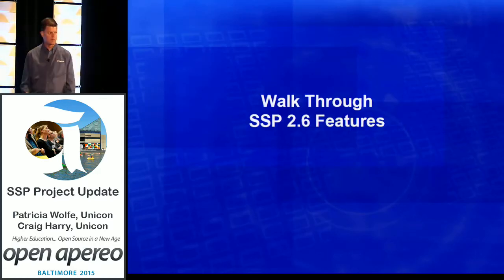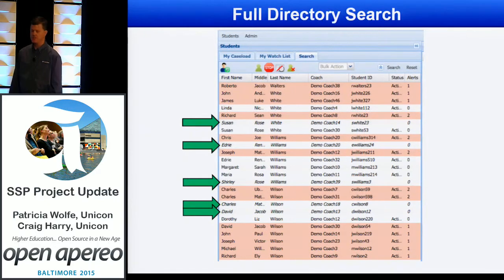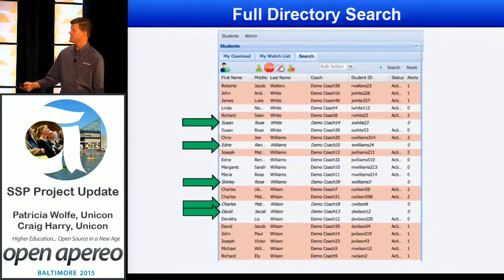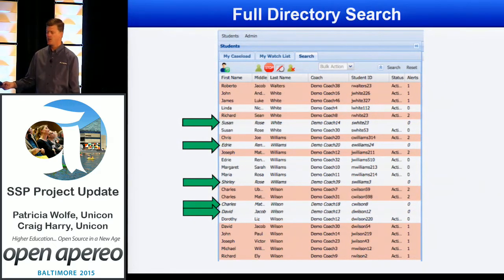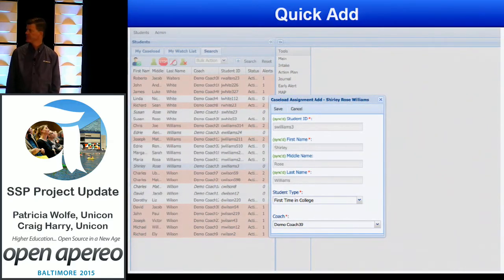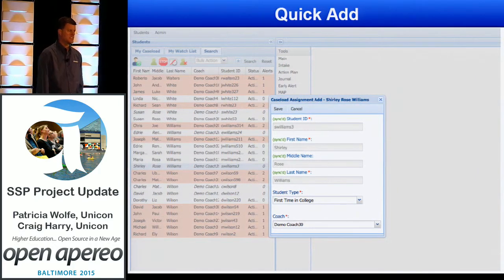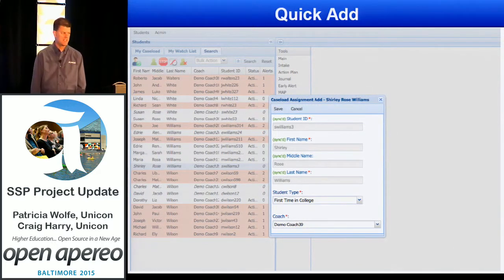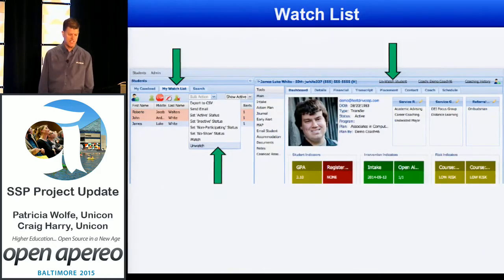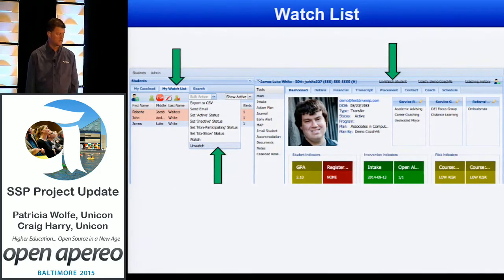So some little more detail on some of the SSP 2.6 features. I'd indicated full directory search earlier. This is a search result, and you can see with the arrows, the student is italicized, showing that they were sourced from external data. You can simply double-click the student, select a student type, assign the coach, and save it, and the student's added. So much easier than it has been in the past. You don't have to search separately in external data for the student. So it's much easier to add students from the search pane.